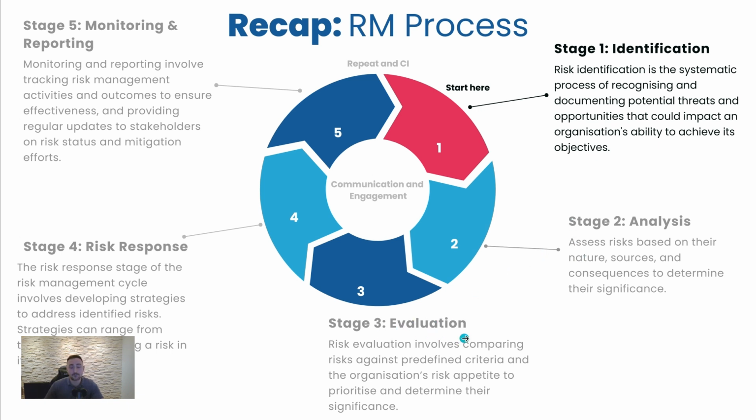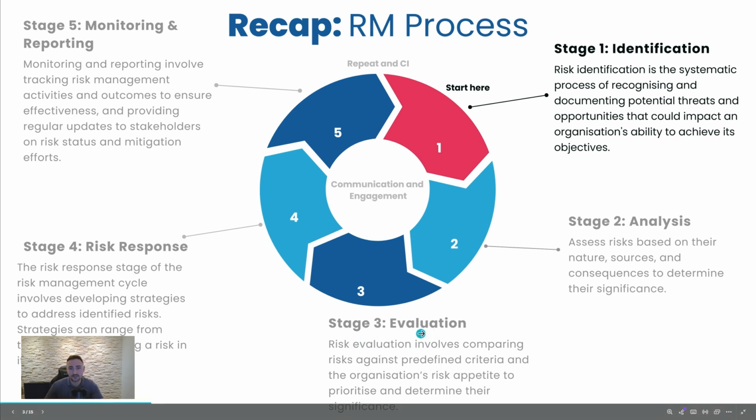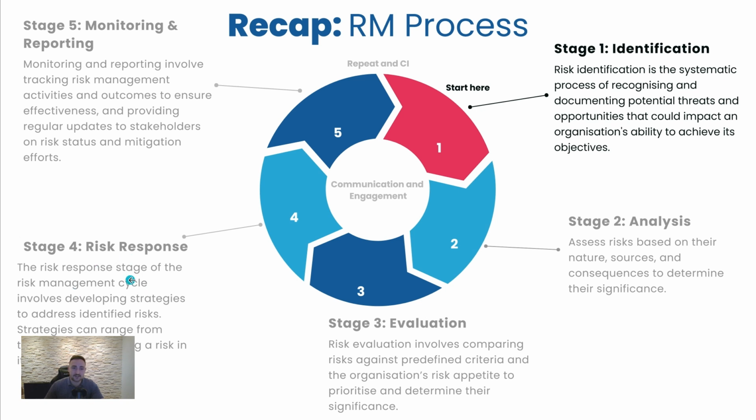Evaluation. This is essentially comparing your risk criteria. So we're almost scoring our risks against criteria and against risk appetite. Our risk response. This is essentially how we're going to respond to the risk. Are we going to mitigate it or not? And then stage 5, this is our monitoring and reporting for our risk. Just a quick recap. So I've gone into a bit more detail of this on a previous presentation. So make sure you watch all these videos in order.